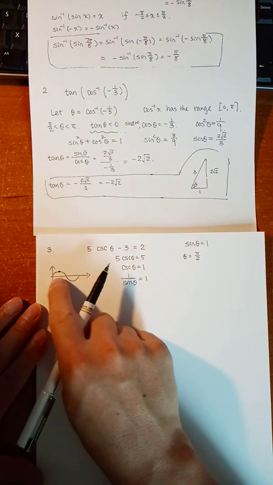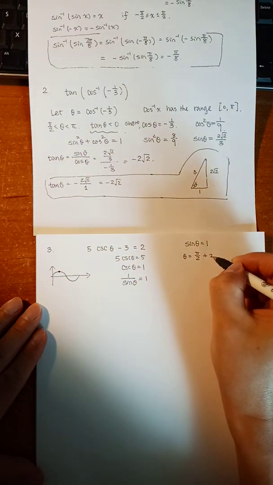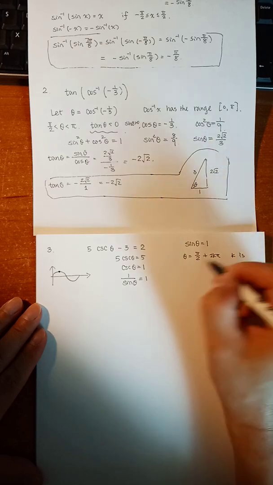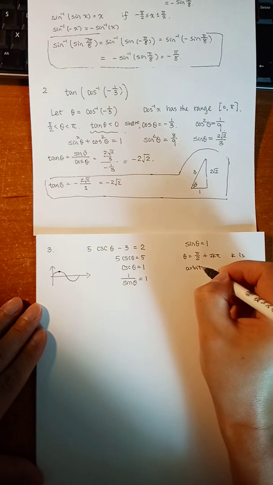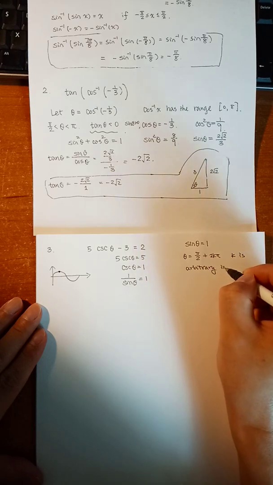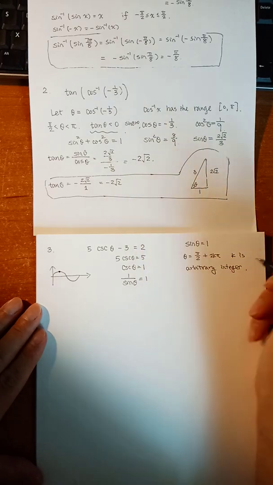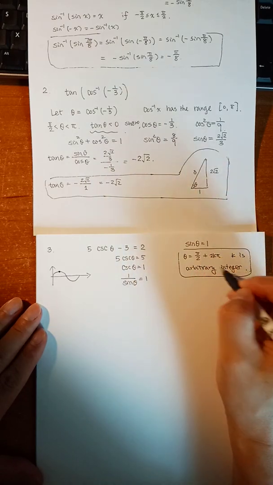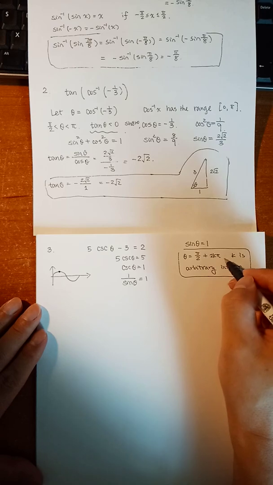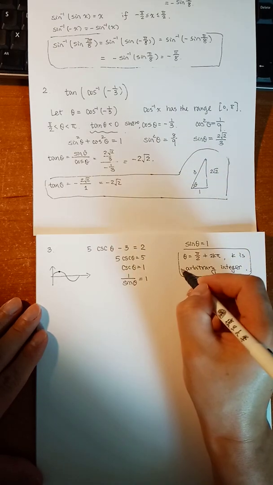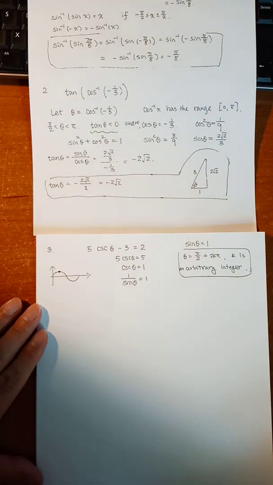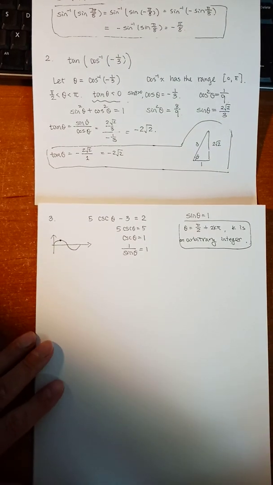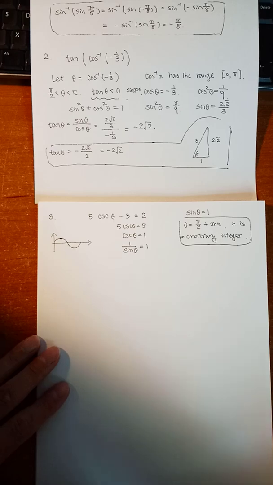This is in one period, and then plus 2k pi, where k is an arbitrary integer. So this is the answer. Theta is pi over 2 plus 2k pi, where k is an arbitrary integer. All right, this is problem 3.